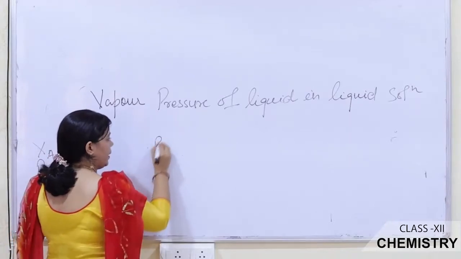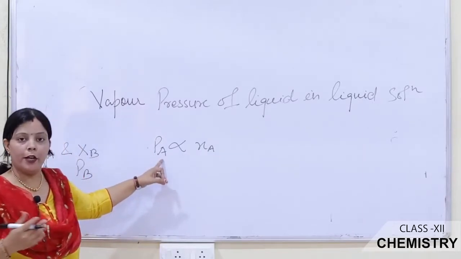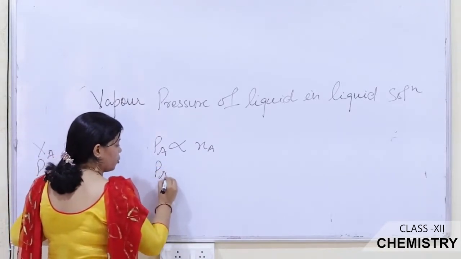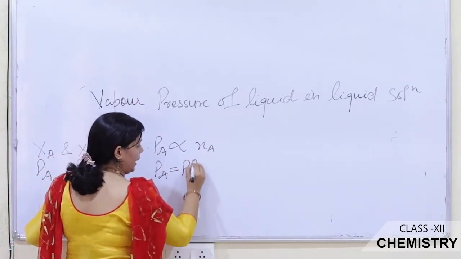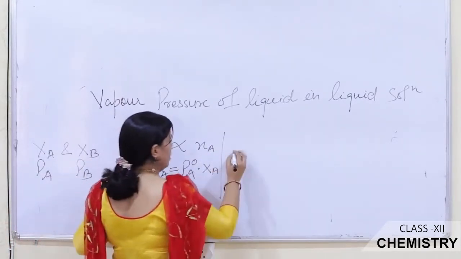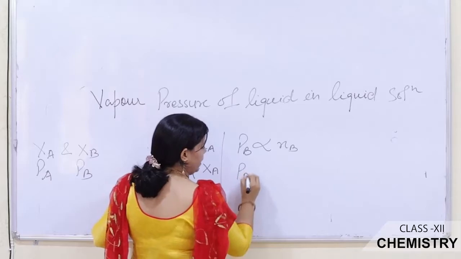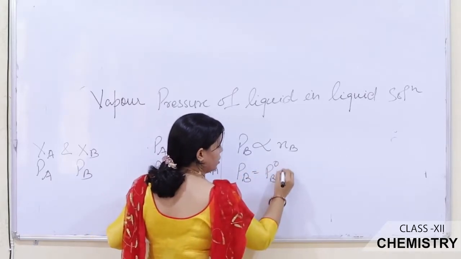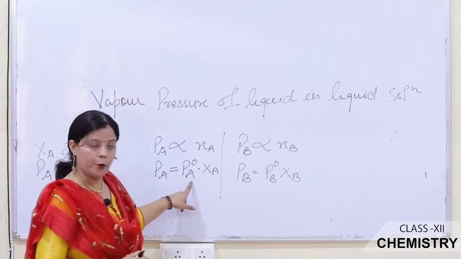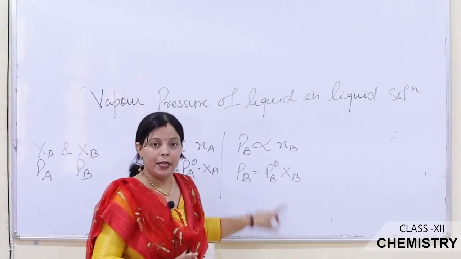Pa is directly proportional to the mole fraction, that is, the vapor pressure of component A is directly proportional to the mole fraction of component A. When we remove the proportionality, Pa = Pa naught Xa. Similarly, for component B, Pb is directly proportional to Xb, and Pb = Pb naught Xb. Here Pa naught is the vapor pressure of the component in the pure state, a constant value, and Pb naught is the vapor pressure of component B in the pure state.